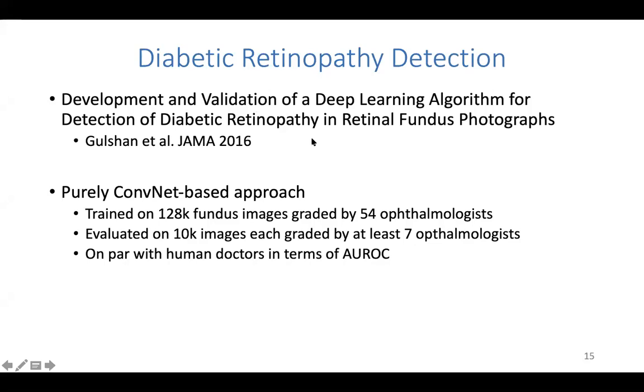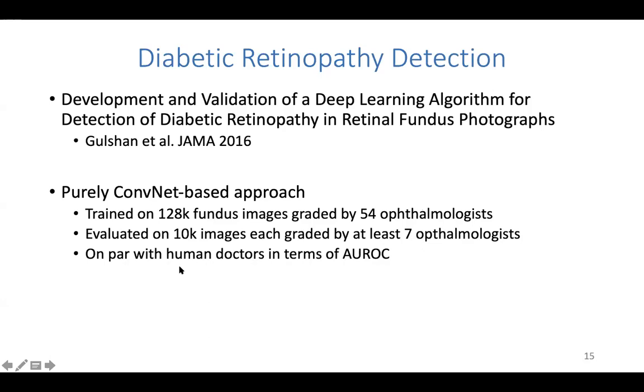And it is, not too surprisingly, a purely ConvNet-based approach. It was trained on about 130,000 fundus images graded by 54 ophthalmologists. Ophthalmologist is just a fancy name for eye doctor. So graded by 54 US licensed eye doctors. There were a lot of annotators, and graded just means labeling. The model is evaluated on 10,000 images, each graded by at least 7 eye doctors. So the training set was labeled by 54, and the test set was labeled by 7 eye doctors.